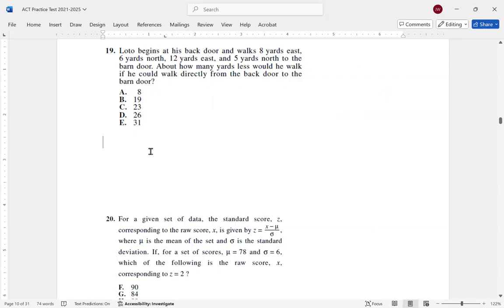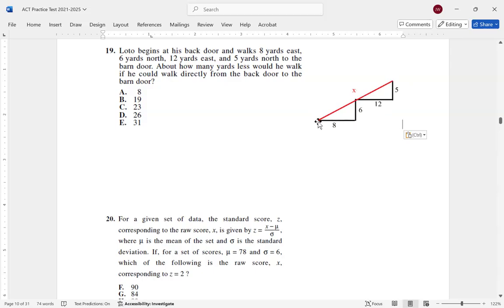Question 19. Lodo begins at his back door and walks 8 yards east, 6 yards north, 12 yards east, and 5 yards north to his barn door. About how many yards less would he walk if he could walk directly from the back door to the barn door? Now, this is one where I would draw a picture. I've already done that, and now I'm just going to paste it in. So 8 yards east, then 6 yards north, then 12 yards east, then 5 yards north. That's how he's walking in the stair-stepper manner.